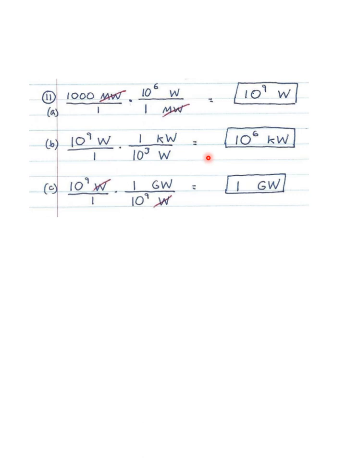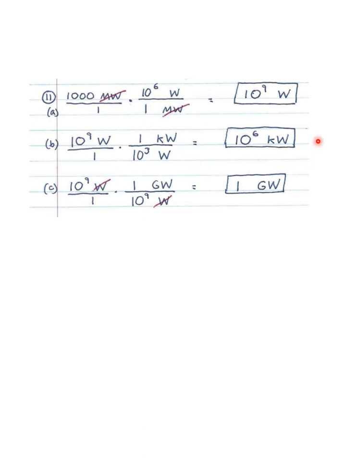Part B, now that we have it in watts, it's a bit easier to convert it to kilowatts. So we have 10 to the 9th watts, which we got in Part A, and we'll multiply that by the conversion, 1 kilowatt over 10 to the 3rd watts. The watts will divide out, and we're left with 10 to the 9th divided by 10 to the 3rd, or 10 to the 6th kilowatts.